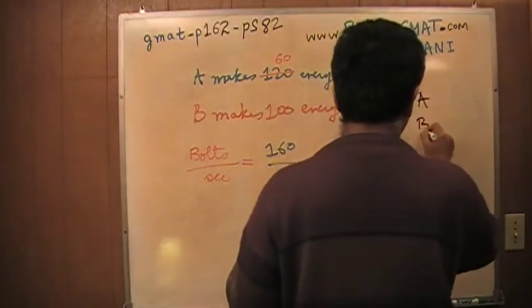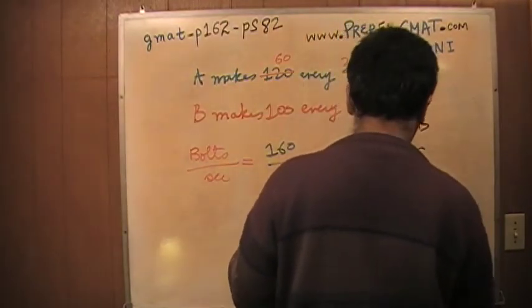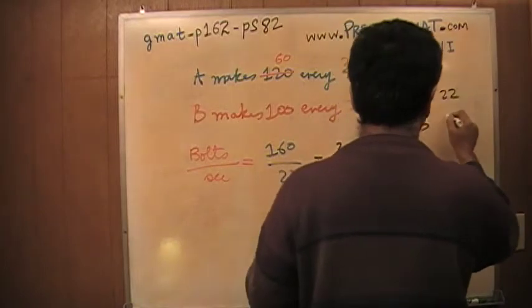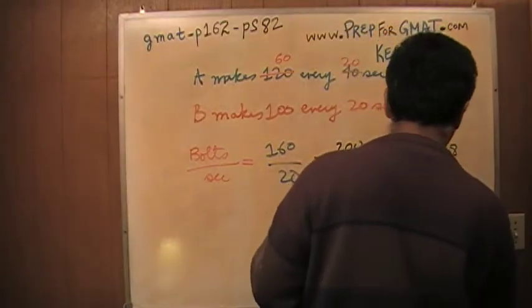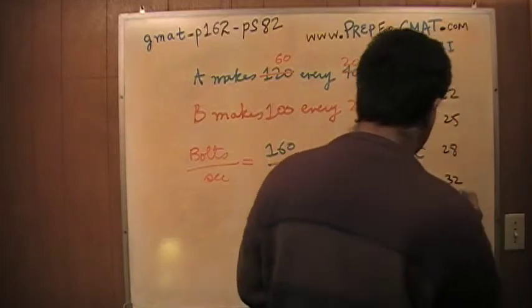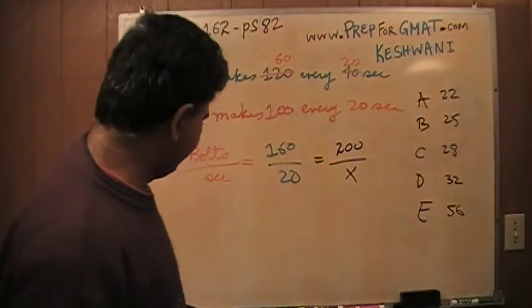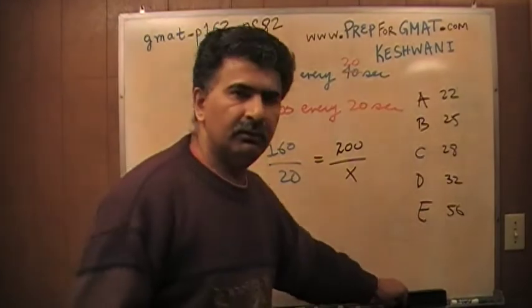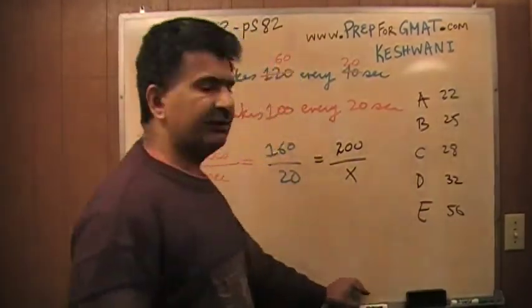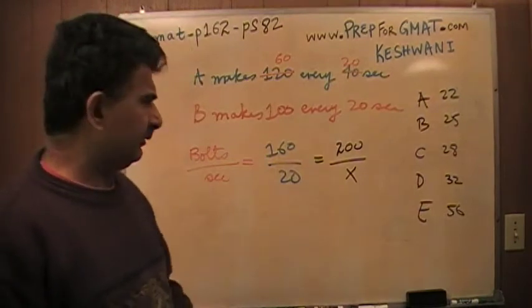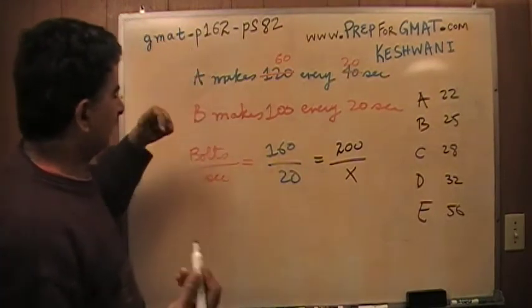A, B, C, D, E: 22, 25, 28, 32, and 56. You see, there are always one or two answer choices which are simply ridiculous. You should cross them out right away. You should just not look at them because they are silly. They are idiotic.